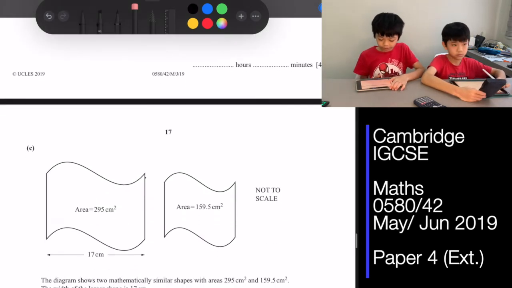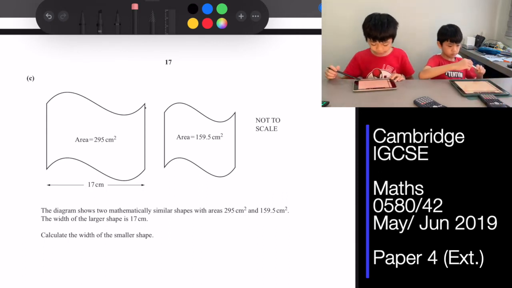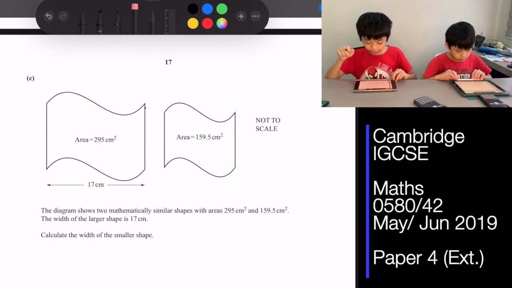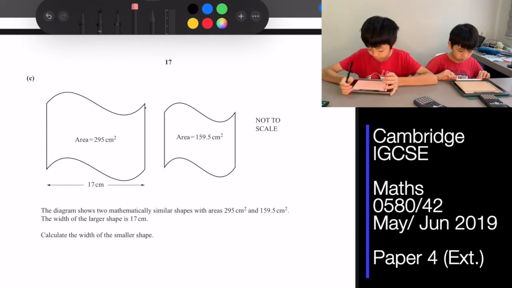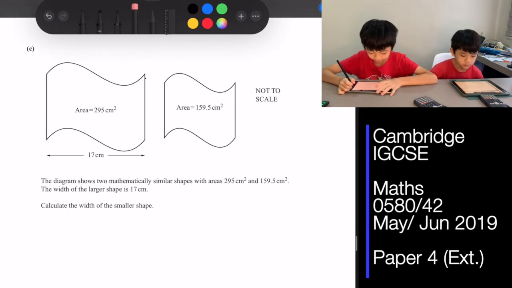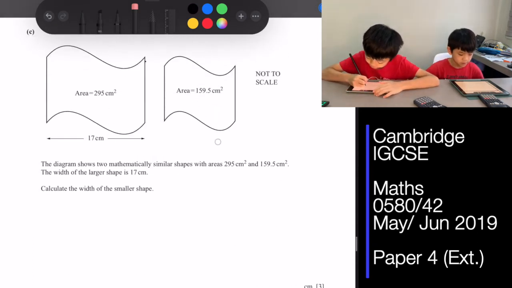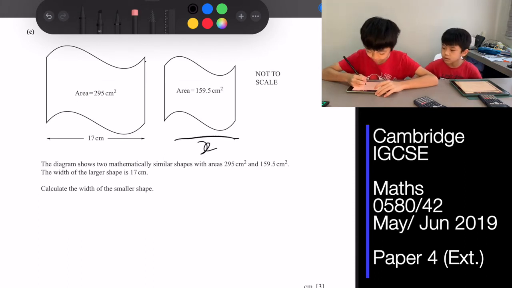For question C, this is also quite simple. The diagram shows two mathematically similar shapes with areas 295 centimeter cube and 159.5 centimeters squared. Oh wait, that's not cube, that's squared. The width of the larger shape is 17 centimeters. Calculate the width of the smaller shape. So this is x.